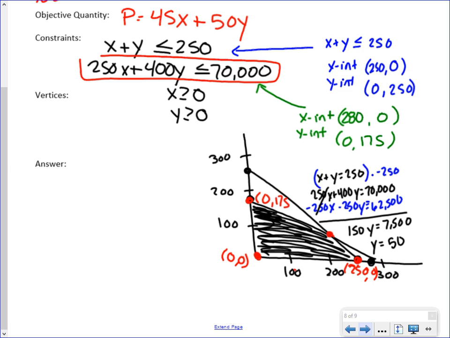If y is equal to 50, what's x? 200. Just plug it into that top one. x plus y must equal 250. So x plus 50 equals 250. x is 200. So now I have that final vertex.